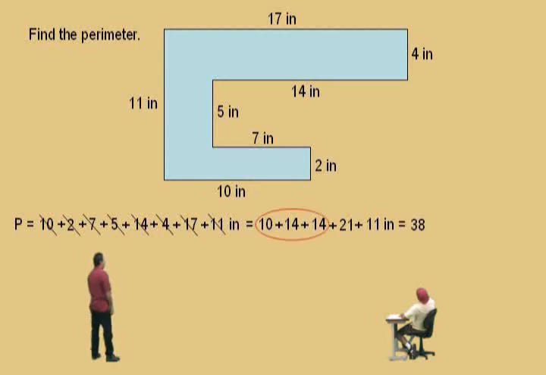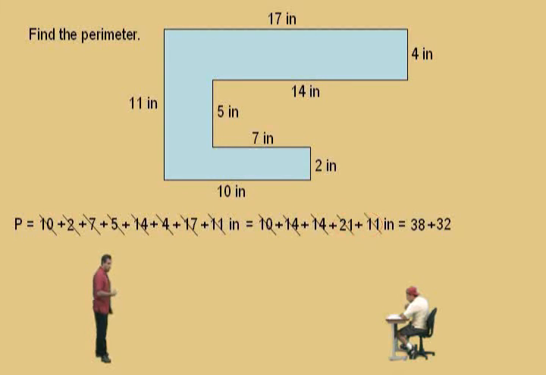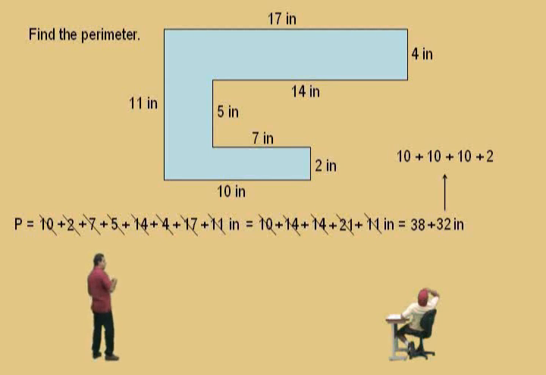Now, again, we're going to group together. 14 and 14 is 28, plus 10 is how much, Charlie? 38. How about 21 and 11? 32. Okay. Now, watch this. We've got to add 38 and 32. Well, sometimes it's easier to think of the numbers in expanded form. Let's think of 32 as 10 plus 10 plus 10 plus 2. So 38 plus 10 is 48, plus 10 is 58, plus 10 is 68, plus 2 more gives you how much, Charlie? 70. 70 inches.